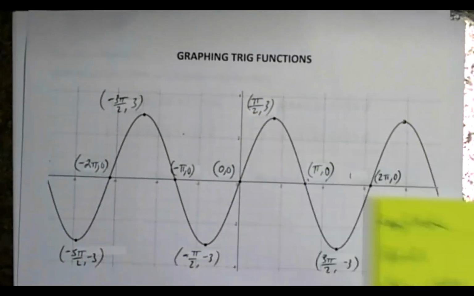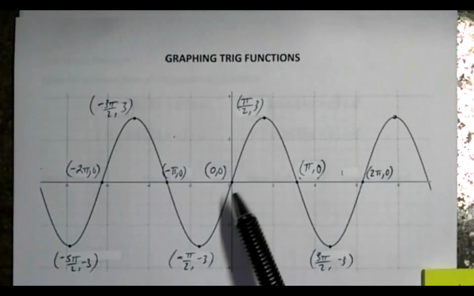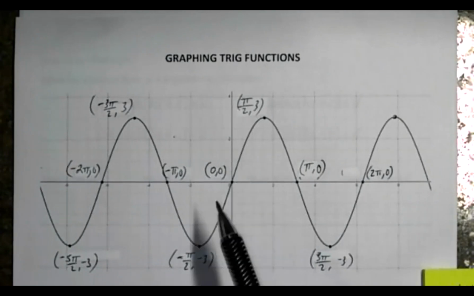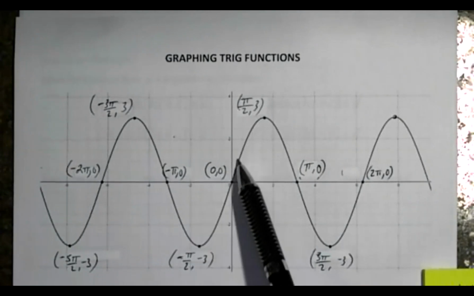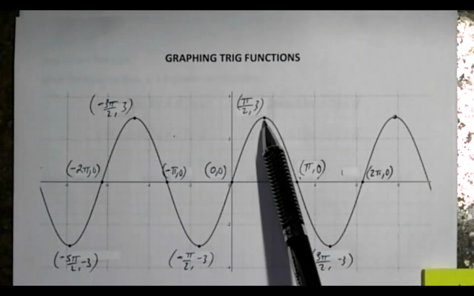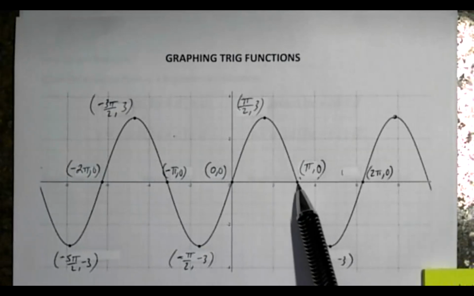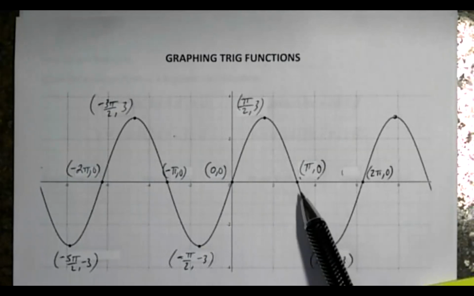All right, so this is a typical sine curve. We start at 0, and we move up. At pi over 2, we reach a maximum altitude of 3. Coming back down, we hit 0 at pi again. And then we reach a minimum. At 3 pi over 2, we reach a minimum of -3.